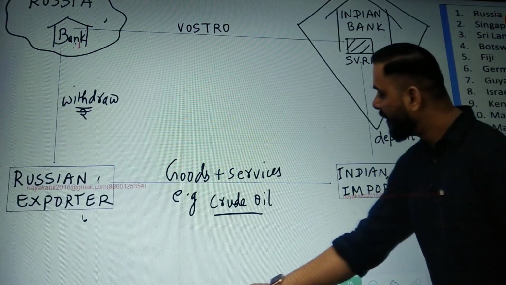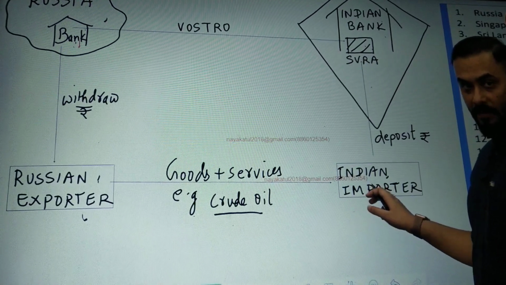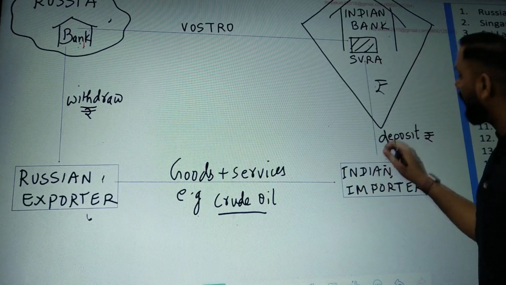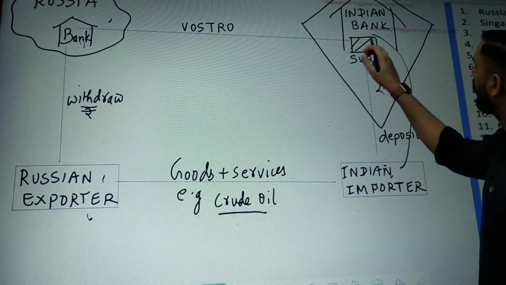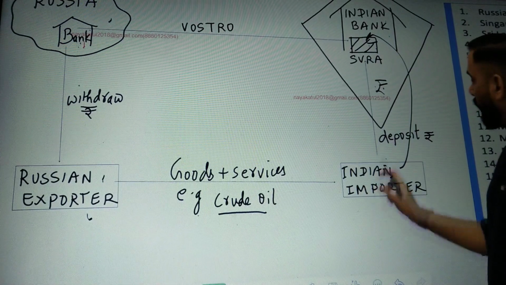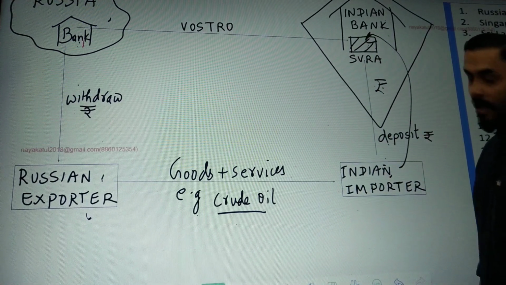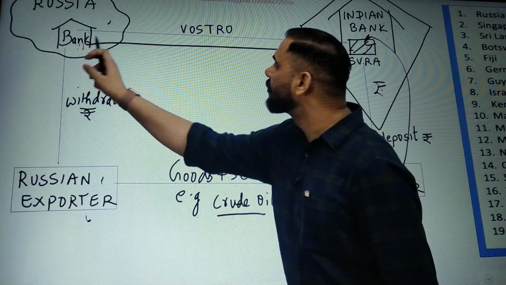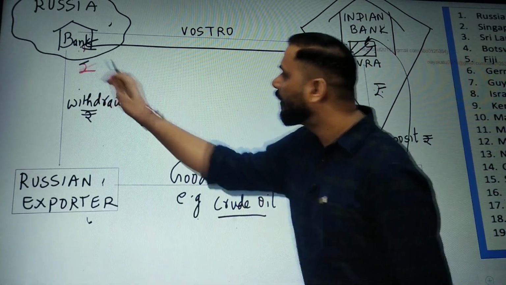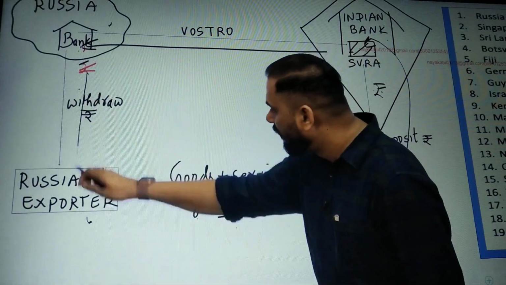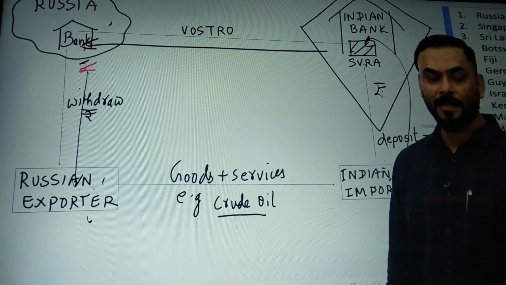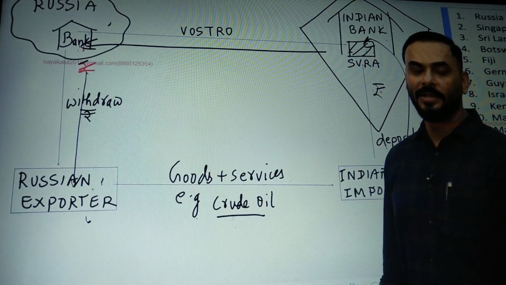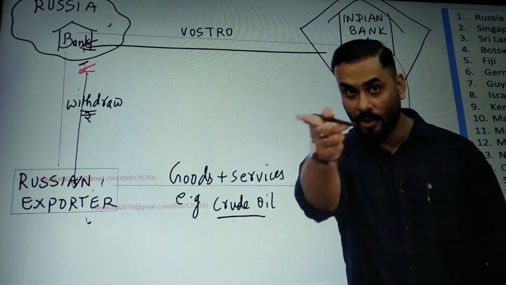There is an Indian company which is importing oil from Russia. We have to make the payments now. So we will make the payment in rupee, and we are doing that actually. This rupee is going into the Vostro account. Now, from this account, the Russian bank gets its rupee. This rupee will be withdrawn by the Russian exporter. So actually, the export and import in this case is happening in rupee. So what have we done? We have just substituted dollar with rupee.